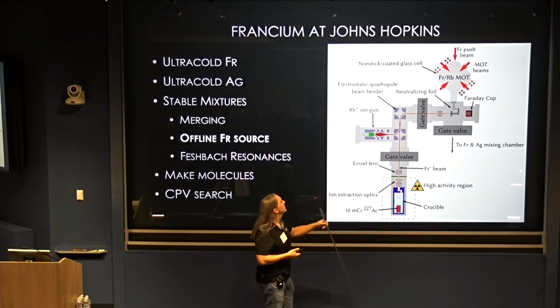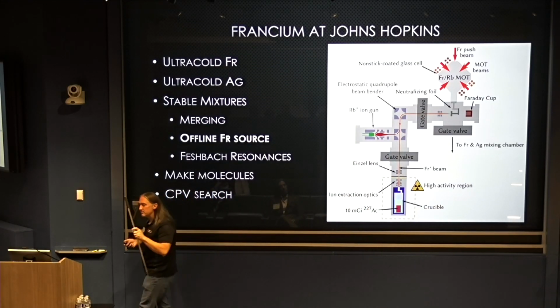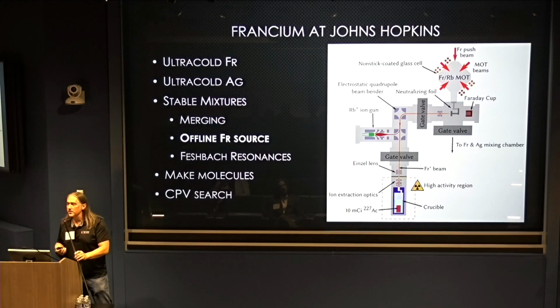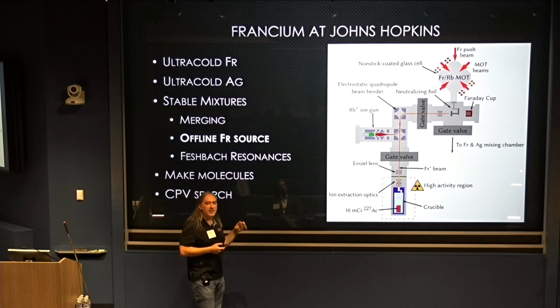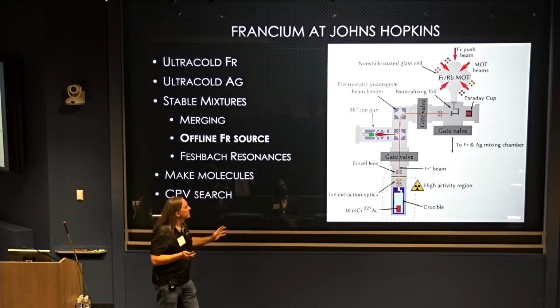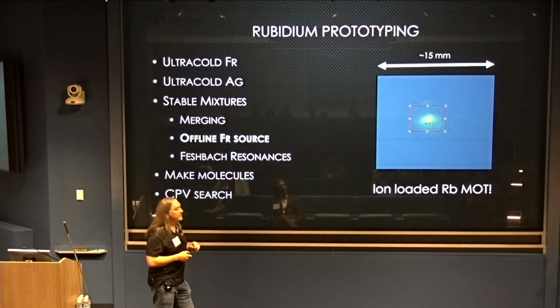Okay? So we've now done the same process with rubidium just to demonstrate all the ion optics is working. The funny silane coating you have to put on the glass cell for the MOT, that all works. So we can make a MOT in exactly that way. The only thing that's missing is the radioactive francium.